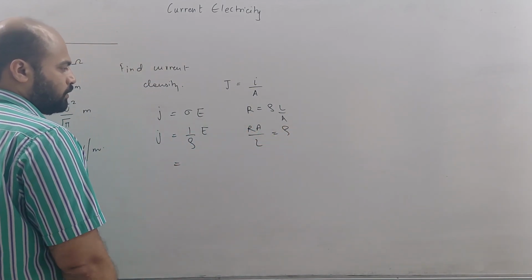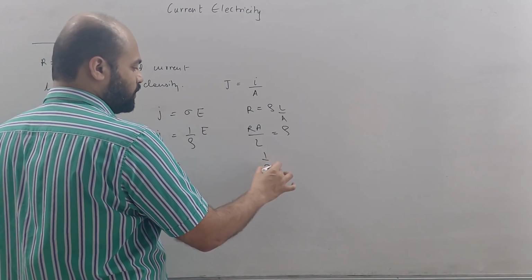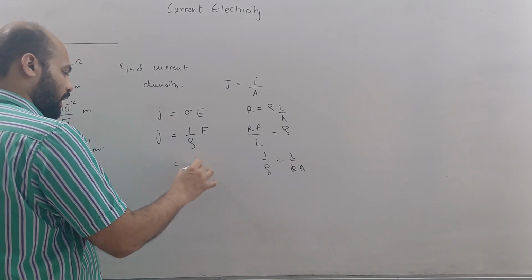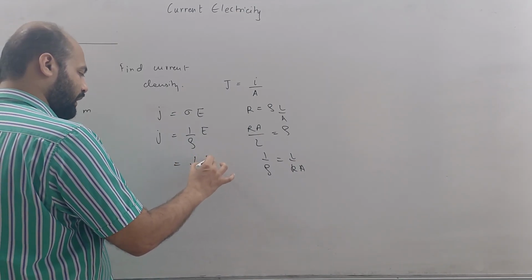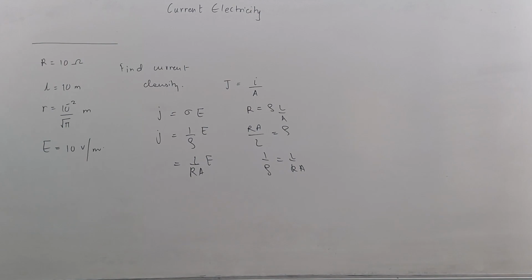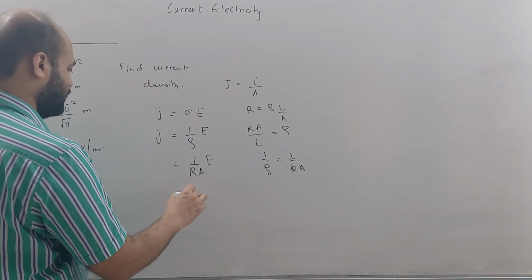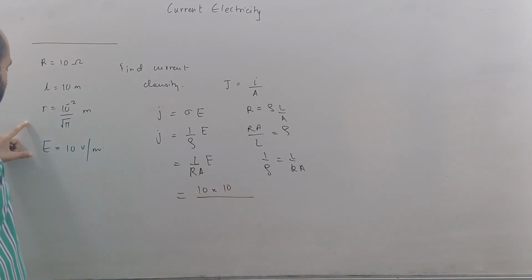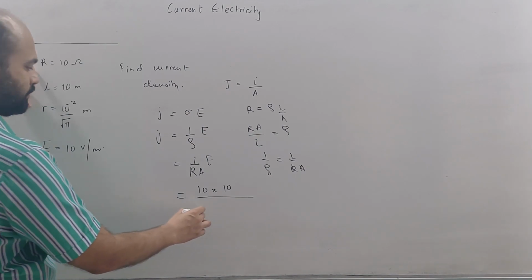So let's put it here. And from here, 1 by rho is what? L by RA. This is what we know. So L by RA into E. So all the parameters are there with us. Length is given, length is 10. E is there with us, which is 10. Resistance is there, which is 10.